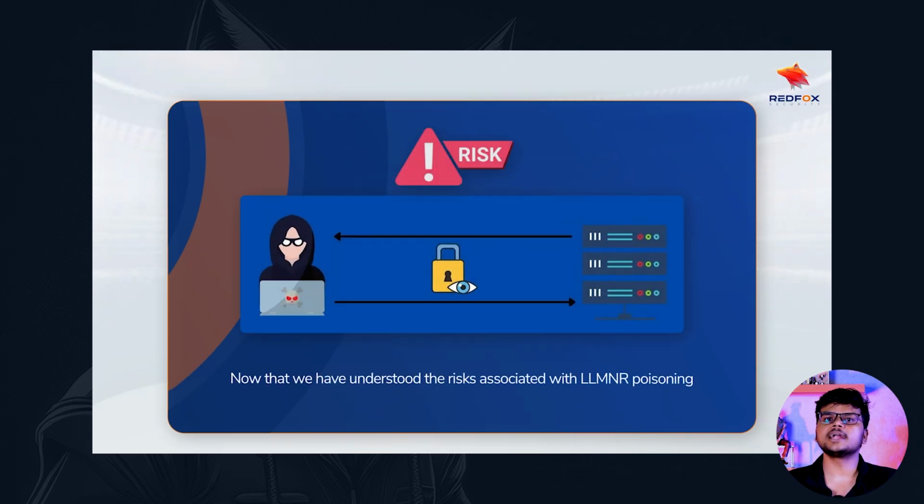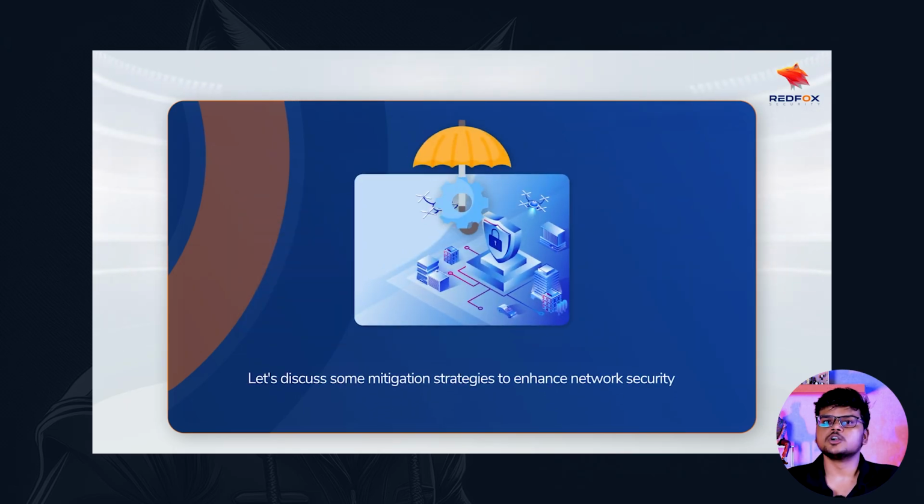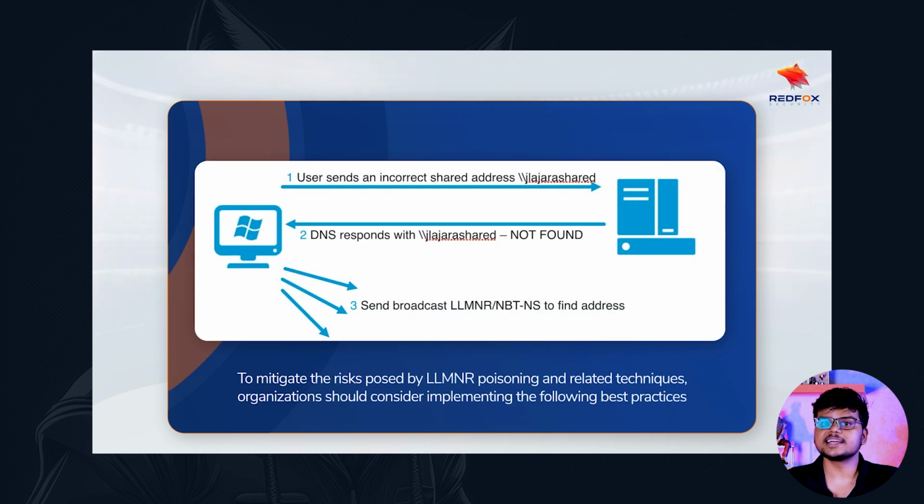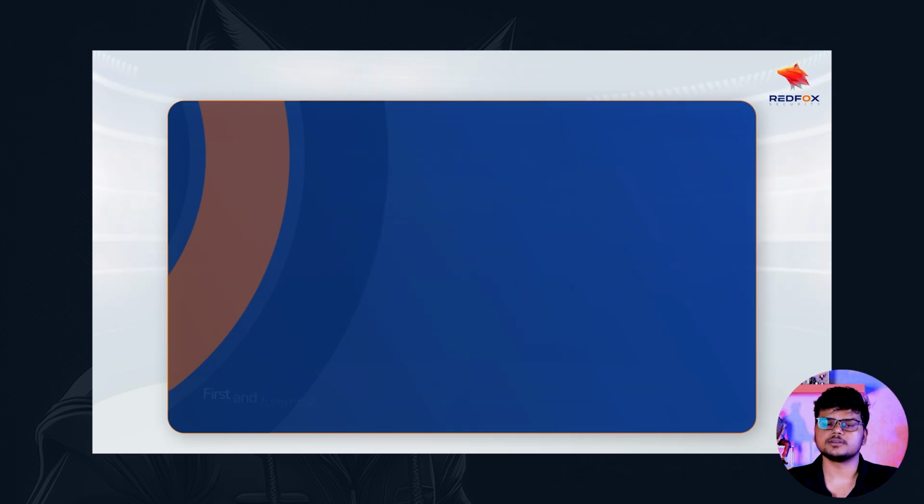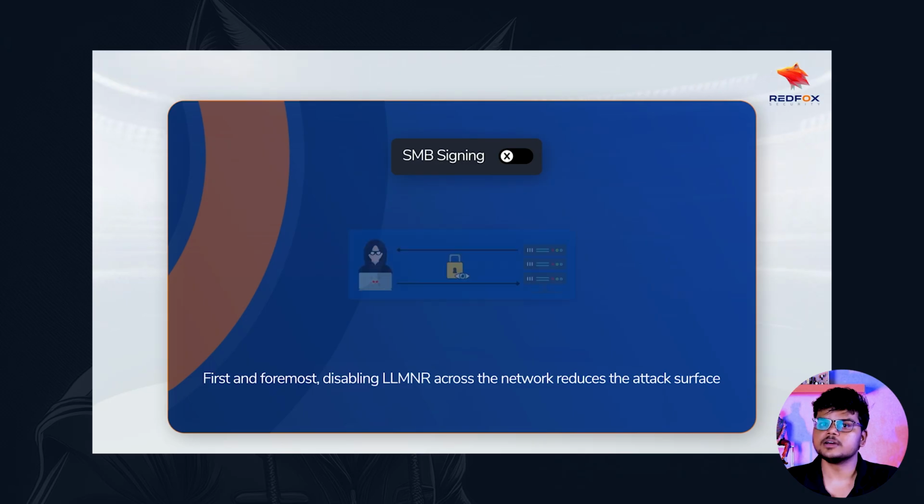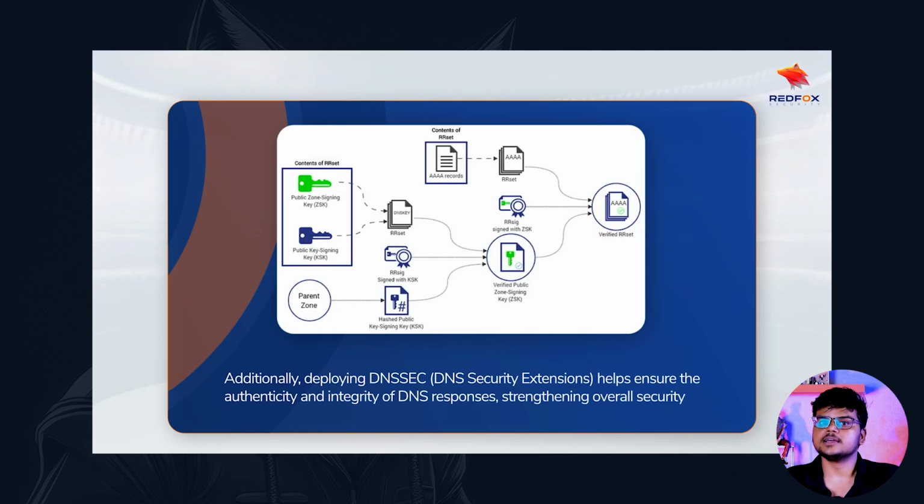Mitigation. Now that we have understood the risks associated with LLMNR poisoning, let's discuss some mitigation strategies to enhance network security. To mitigate the risk posed by LLMNR poisoning and related techniques, organizations should consider implementing the following best practices. First and foremost, disabling LLMNR across the network reduces the attack surface. Additionally, deploying DNSSEC helps ensure the authenticity and integrity of DNS responses, strengthening overall security.